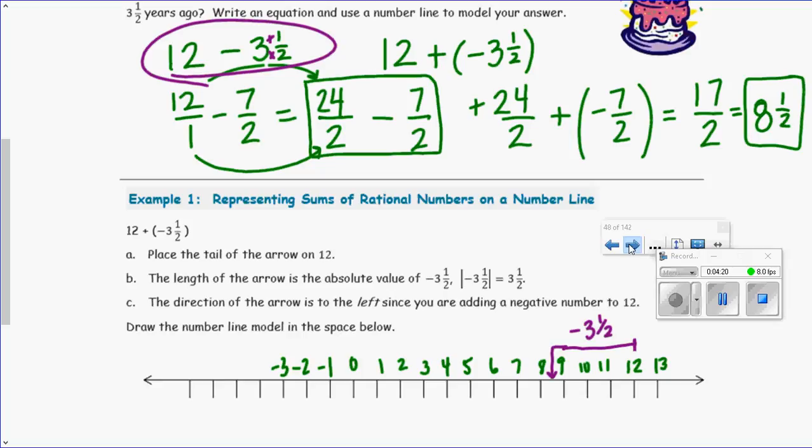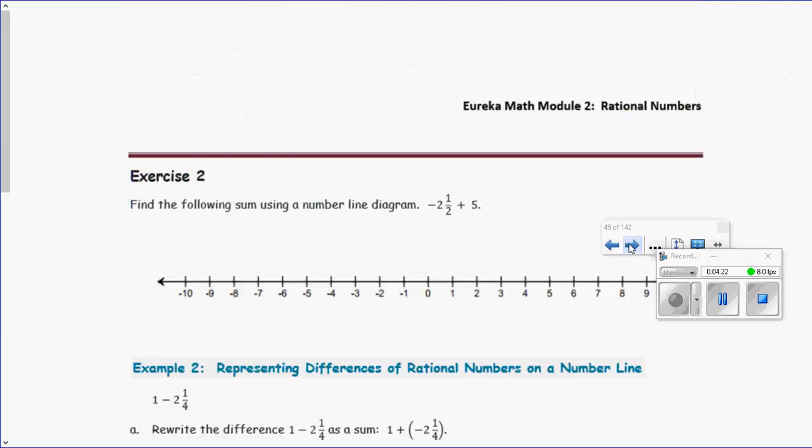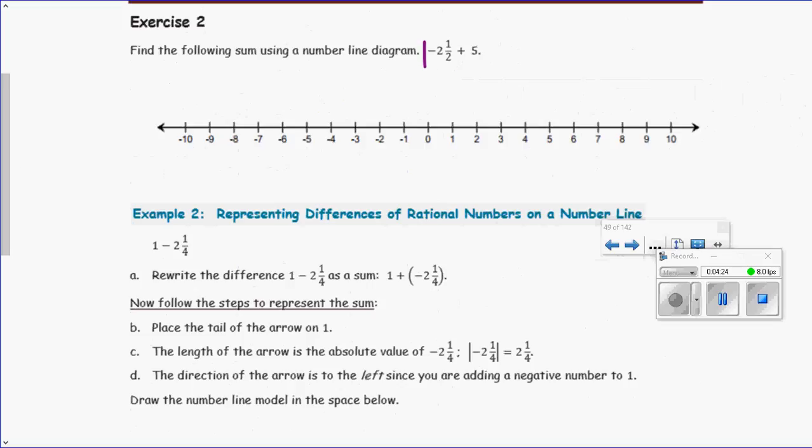We're going to practice some more though. Okay, on exercise 2, this time we're starting at -2.5 and we're going 5 to the right. So if we're starting at -2.5, that's right here. -2.5 is right here. Now I want to go 5 to the right.